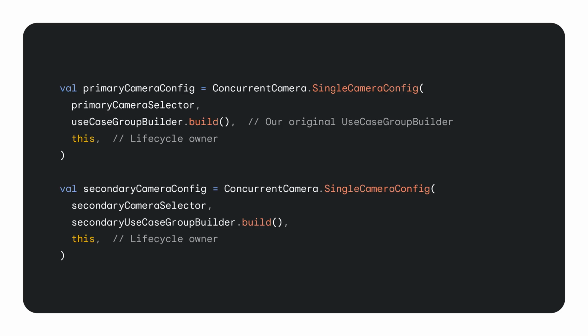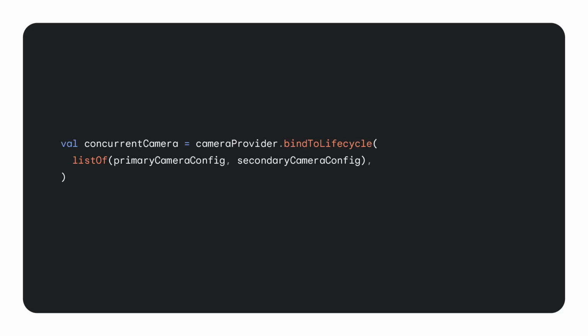Now we'll create two single camera configs to be combined in our concurrent camera setup. We've selected the primary camera to be a back camera and the secondary camera to be a front camera. See the code in Socialite to see exactly how we did that. Then we'll pass in our two use case groups like so. Finally, we specify the lifecycle owner for each config. Then we need to update the call to bind to lifecycle to pass in our list of single camera configs. CameraX will handle setting up the multiple camera streams.